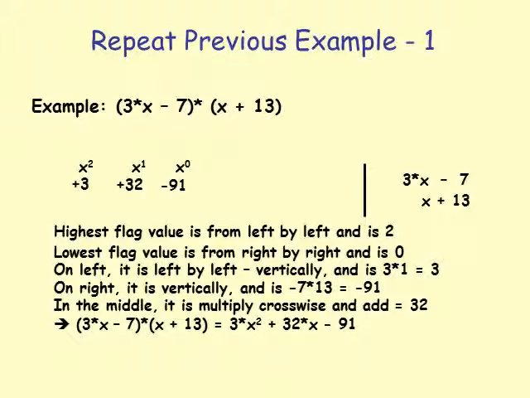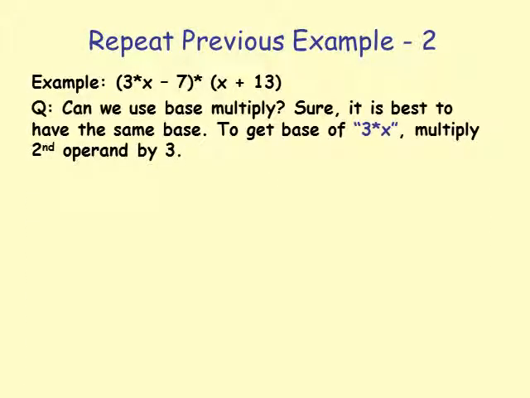Let's continue here. Repeat the example again. The question is, can we use base multiply? Sure, it's best to have the same base, and to get the same base we would do a 3x. Base is 3x, multiply second operand by 3. This one has a base x and this one has 3x. So we want to make the second multiplier also have a 3x. So what we do is we multiply the multiplier by 3 first.